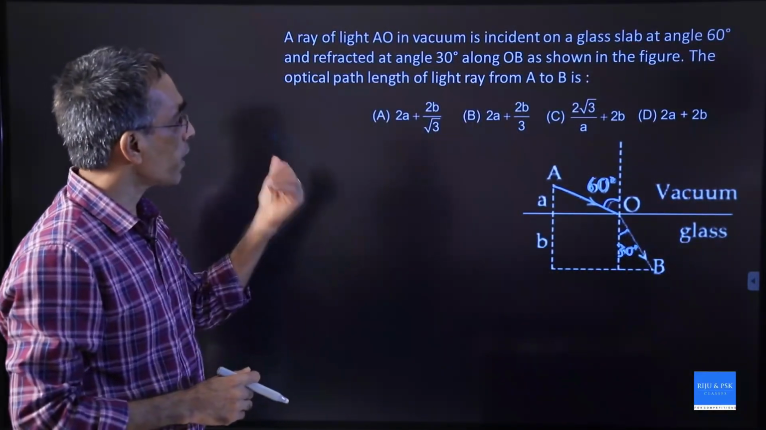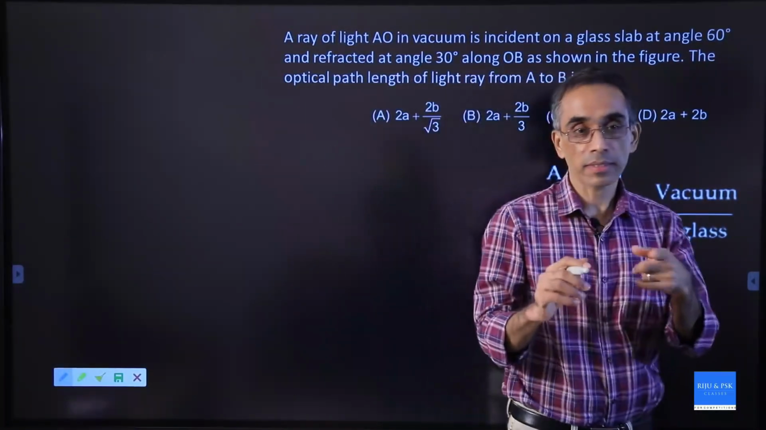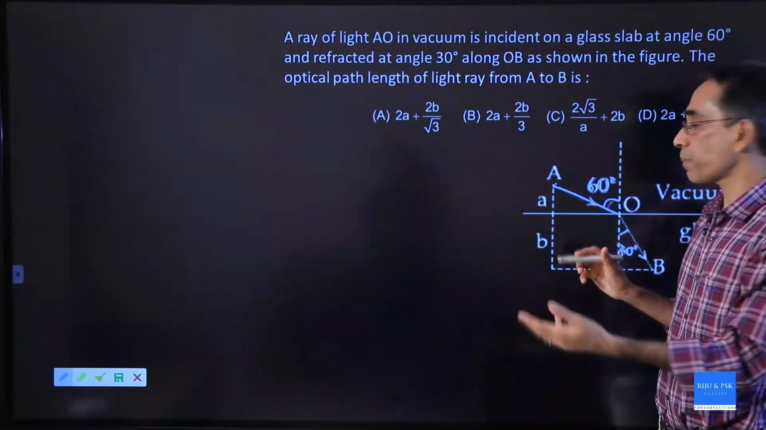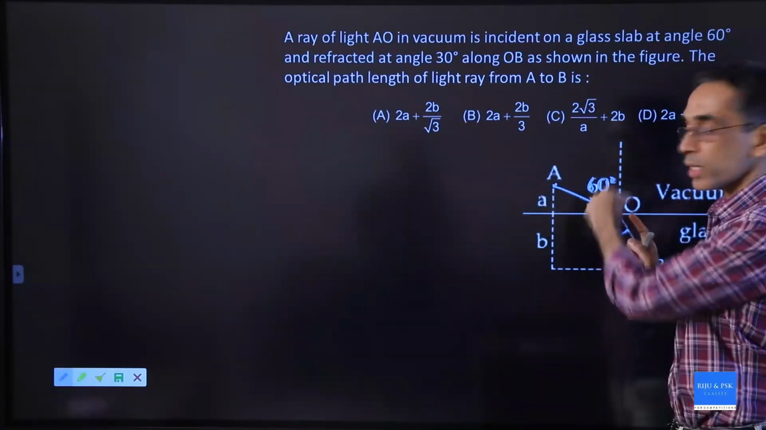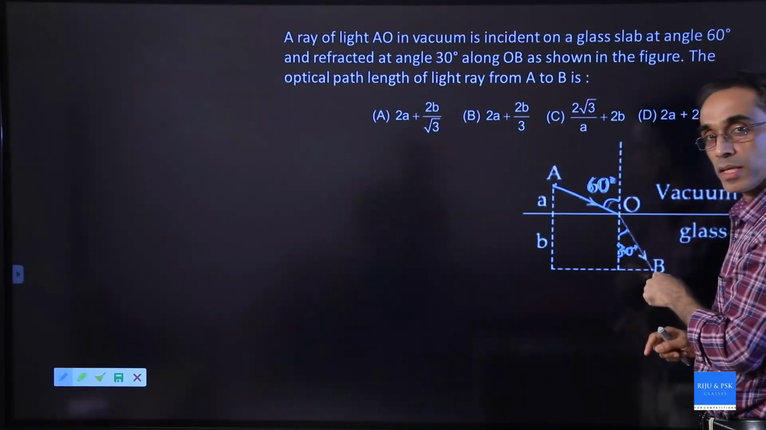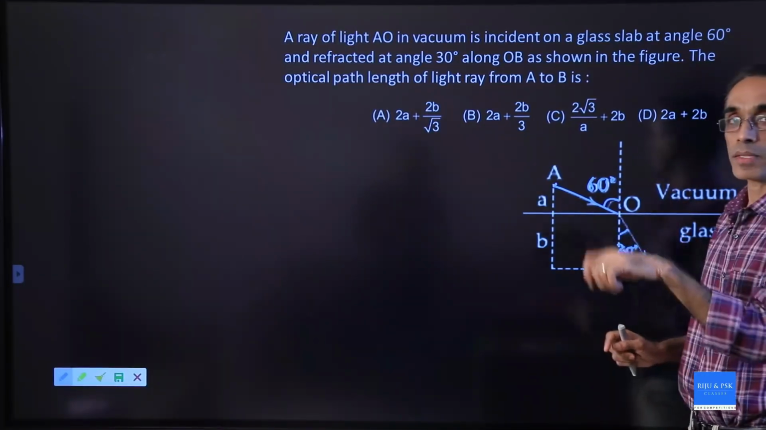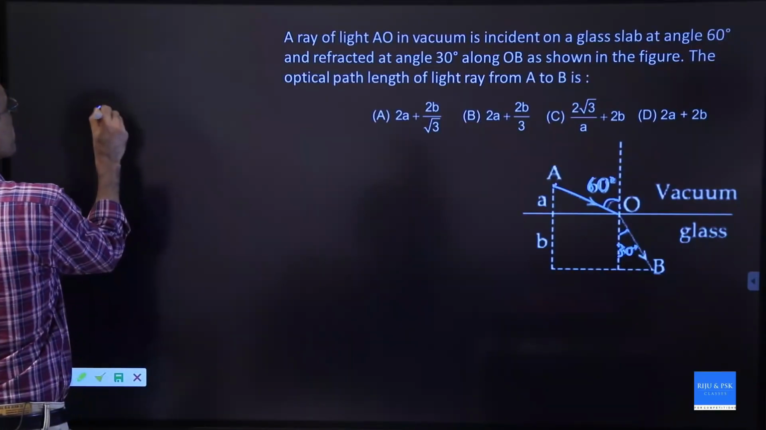The optical path length of light ray from A to B, I just said optical path length. This is vacuum. In vacuum the path in vacuum is the optical path. So, in vacuum the path length is AO, you can calculate it from the geometry. But in the medium the path length is OB, but that should be multiplied by the refractive index of glass to get the actual path length. Okay.